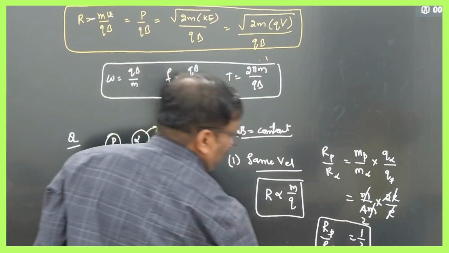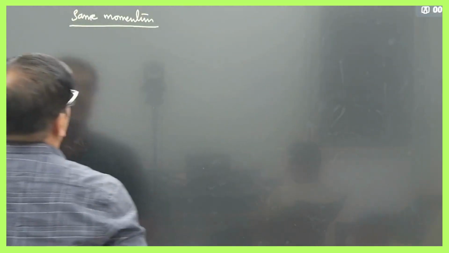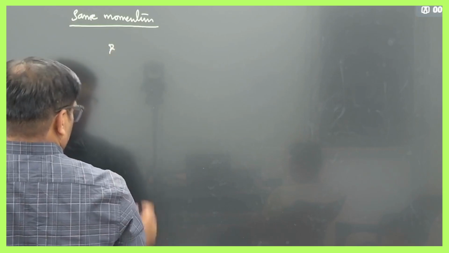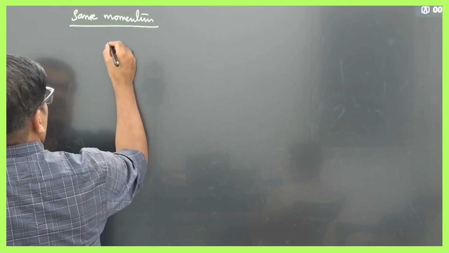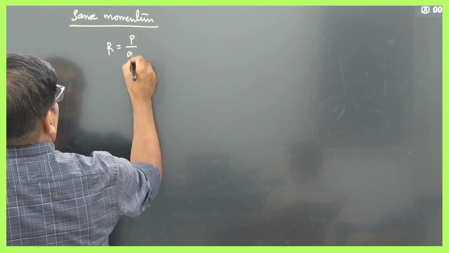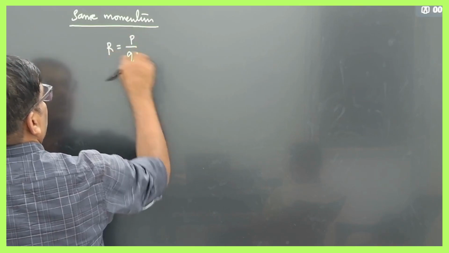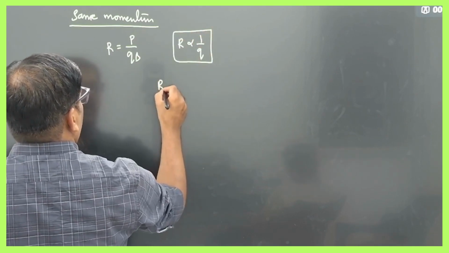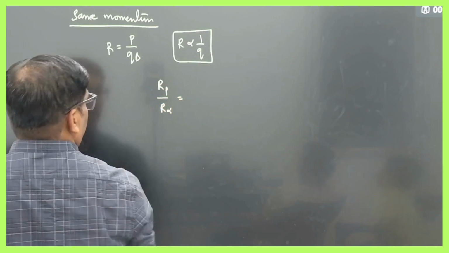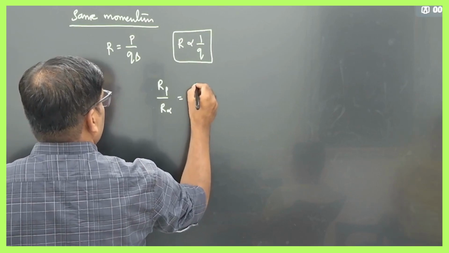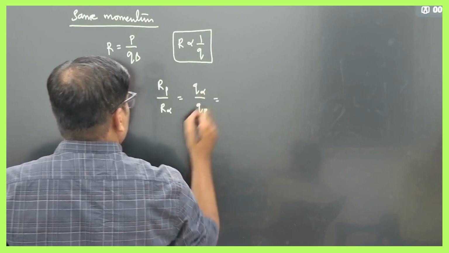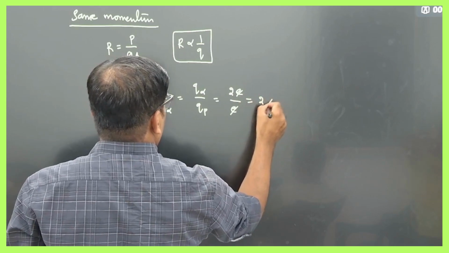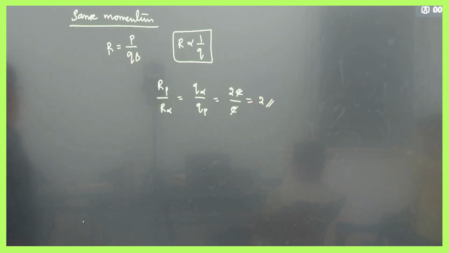So angular velocity you can write now. Here the momentum is the same. What is the formula for radius? Radius r is equal to momentum by qB. Same momentum, same magnetic field, so radius is inversely proportional to the charge. Radius of the proton by radius of the alpha equals charge of the alpha by charge of the proton, which is 2e by e. So the e will get cancelled, and the ratio will be 2.